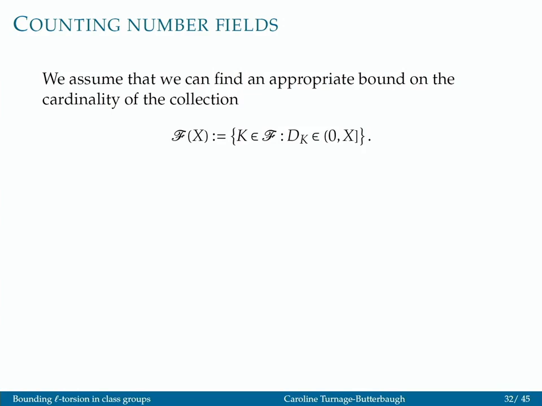Now, one thing that we need to be able to do is understand how many fields we have in our family. And so we can make one more restriction where we say we're going to take fields k that live in our family and only consider those whose absolute discriminant is in the range 0 to capital X. And we need to be able to find appropriate bounds on the size of this.